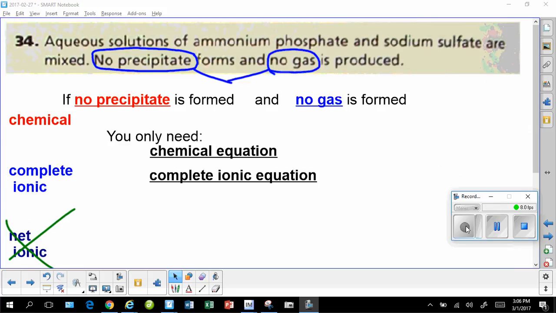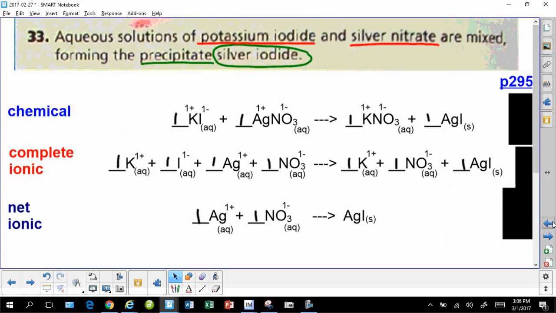Okay? Now, on the second problem, all that I'm saying here, the net of this entire screen is right up here. In the question, it says, no precipitate, no gas. Because of that, there is no net ionic equation, because there's no reaction. Nothing happened. So the chemical equation can be written. We write it just like we wrote this one. Except there's no solid.